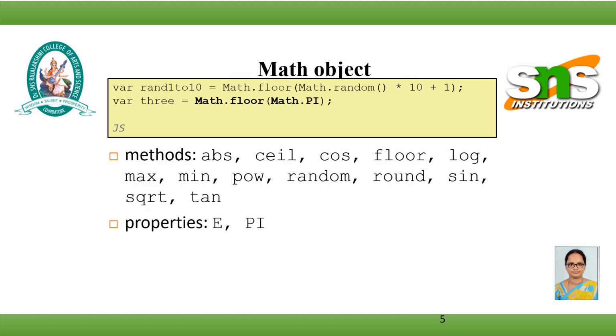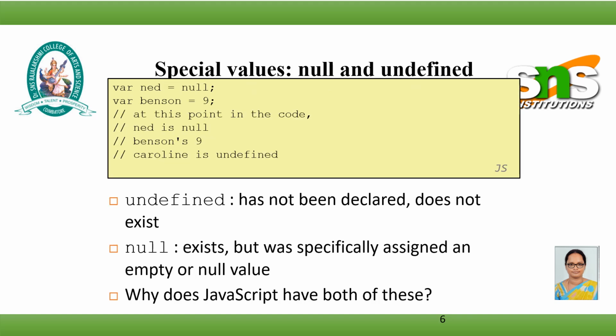Next, math object. If you want to perform mathematical operations in your program, you will use a math object. Here we have a math header file. With this header file, we can include different mathematical operations.